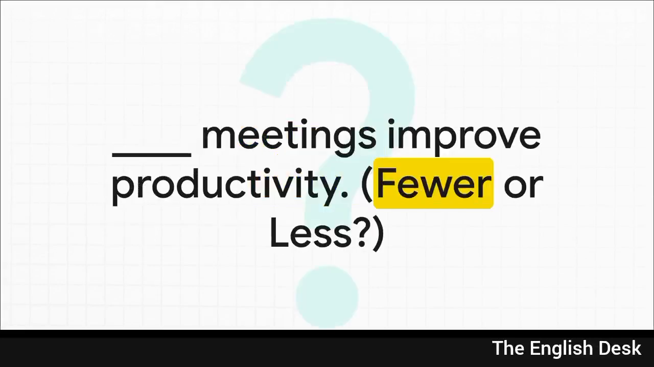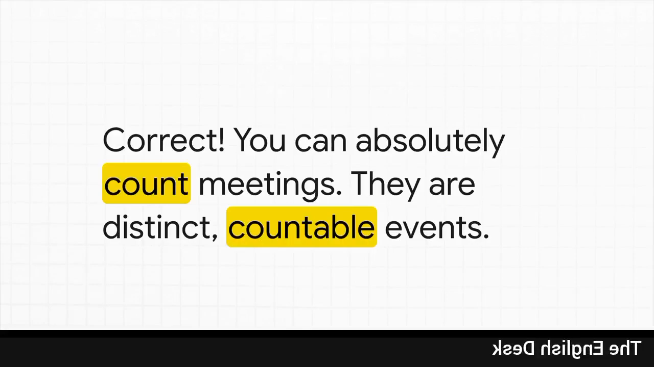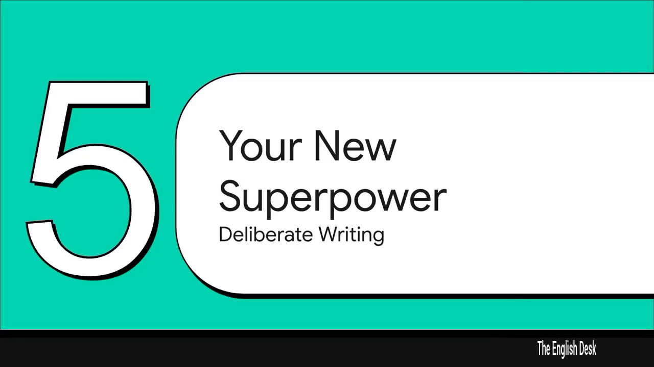Okay, let's do another one, a classic from every office everywhere. Fewer meetings improve productivity. So is it fewer meetings or less meetings? It's fewer meetings. And why? Because you can absolutely count meetings. 1 meeting, 2 meetings, 3 meetings. They're distinct, countable events. So if you want to improve productivity, you should have fewer of them. And just like that, you've got it.